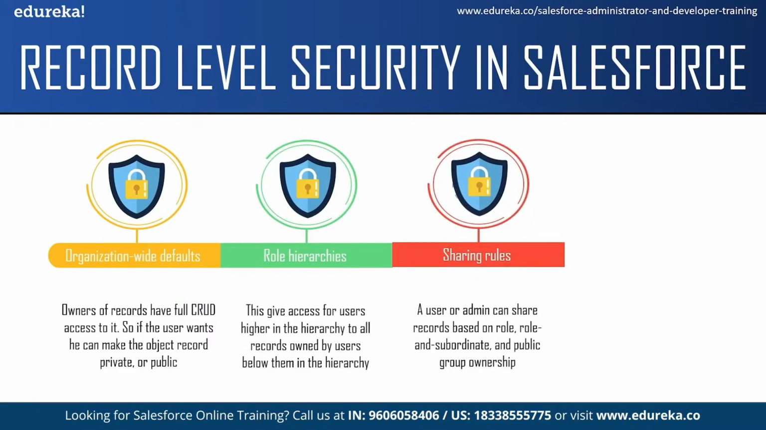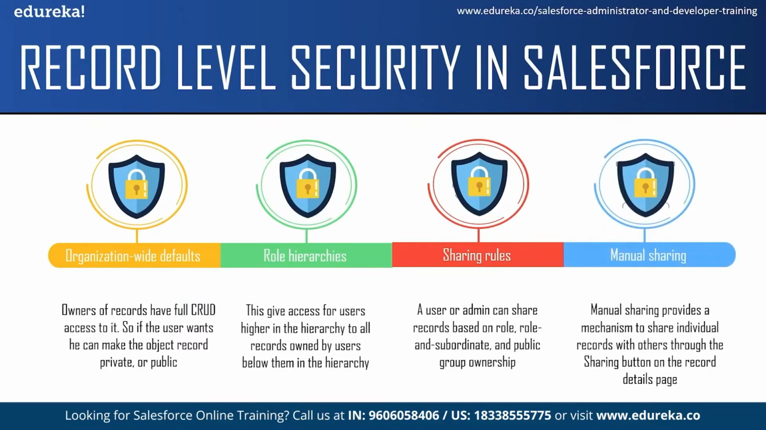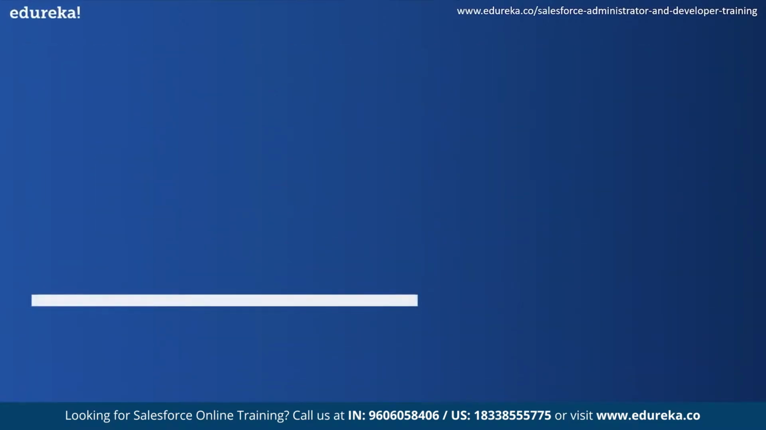So this can be done by sharing roles. A user or admin can share records based on roles and subordinates and public group ownership. For example, a sales executive can share all the records owned by him with everyone in the service executive role if he wants to. Next, the fourth way of managing record level access is manual sharing. Manual sharing provides a mechanism to share individual records with others. This permission is accessed through sharing button on the record detail page and lets end users share individual records with each other. So this was about the different level of security in Salesforce.